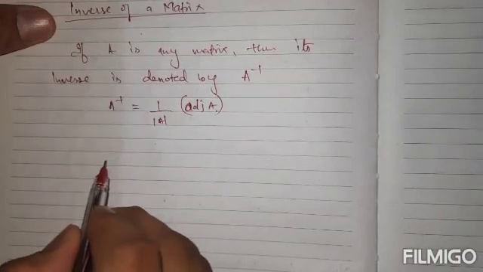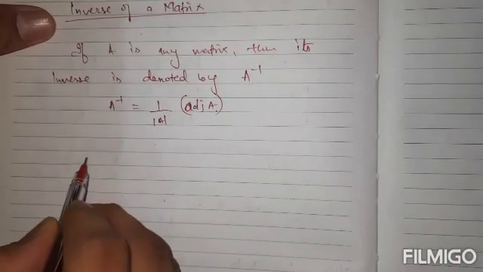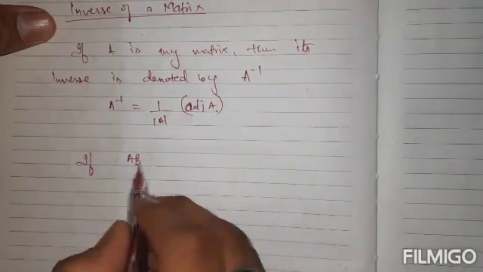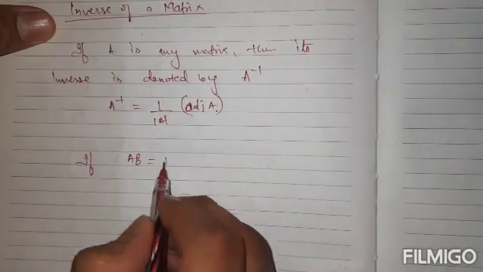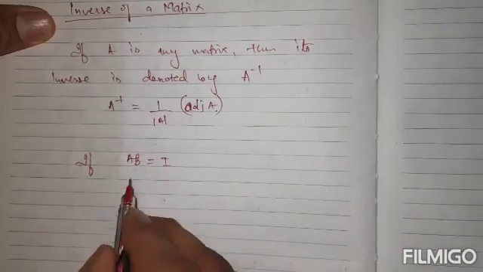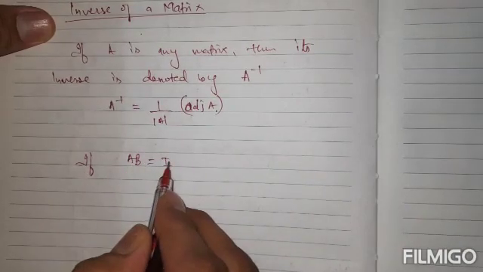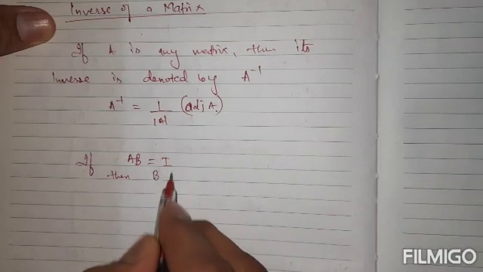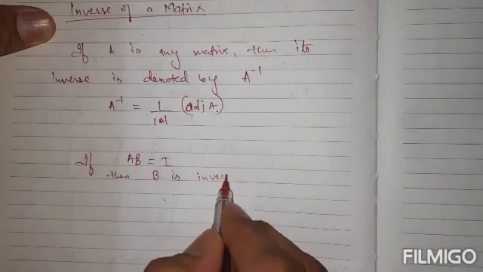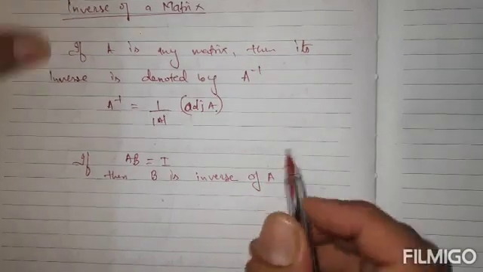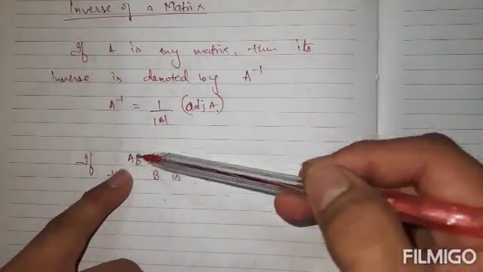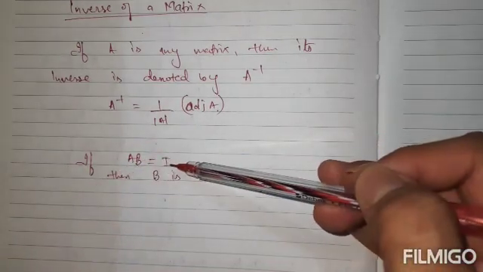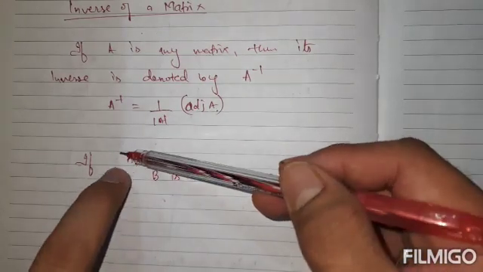Inverse actually means that suppose A and B are two matrices. If their matrix multiplication, meaning their product, is I, that is, if A into B is equal to I, then B is the inverse of A. It means that if A is multiplied by such a matrix that their product is the identity matrix I, then B is the inverse of A.